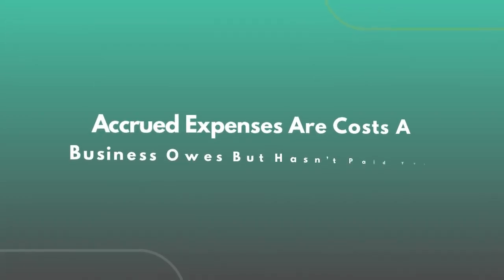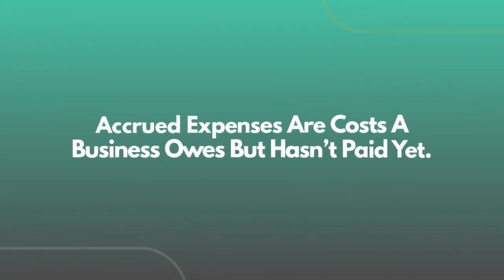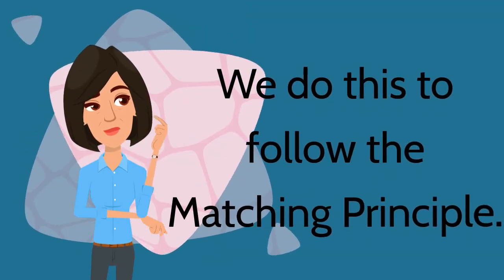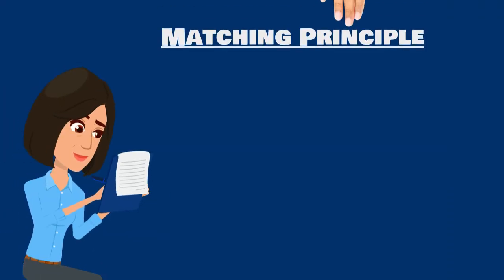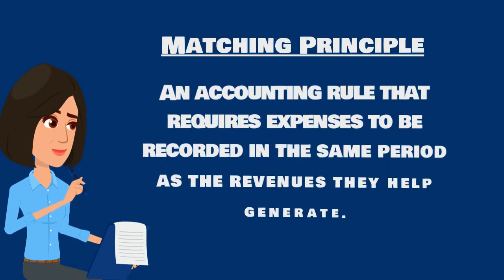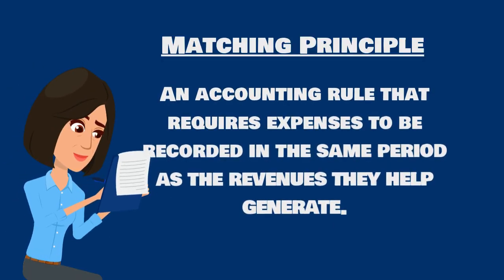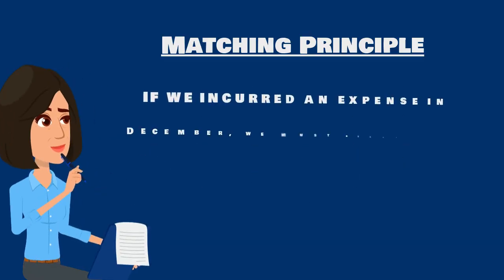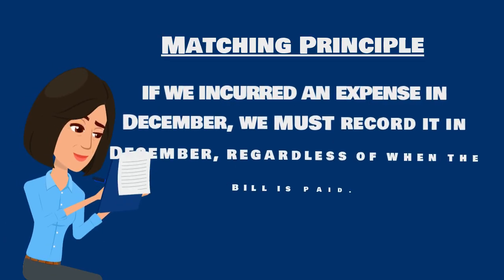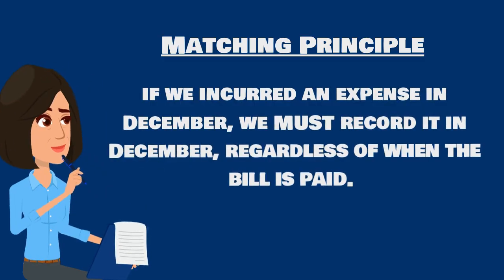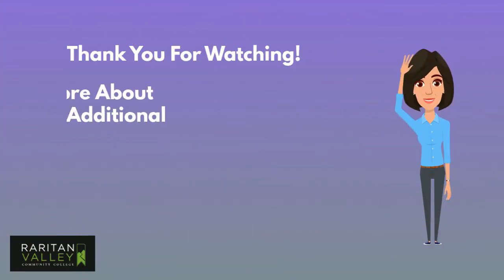To put it as simply as possible, accrued expenses are costs a business owes but hasn't paid yet. We do this to follow the matching principle in accordance with GAAP. The matching principle is the accounting rule that requires expenses to be recorded in the same period as the revenues they help generate. So with these adjusting entries, we are making sure that the expenses are being recorded in the period they were incurred. If we incurred an expense in December, we must record it in December, regardless of when the bill is paid. That wraps up accrued expenses.